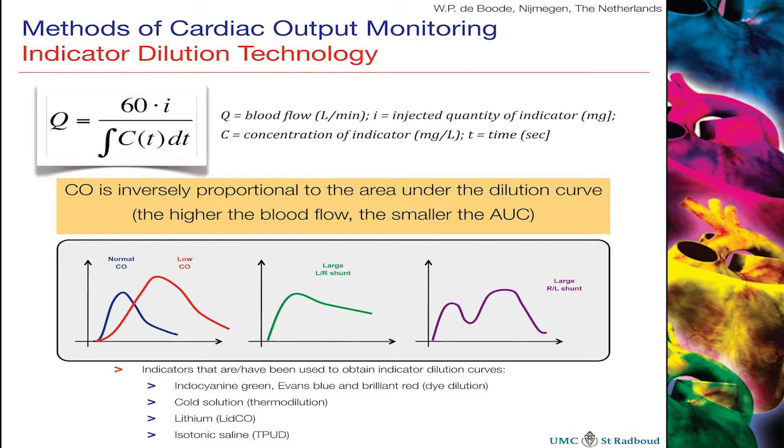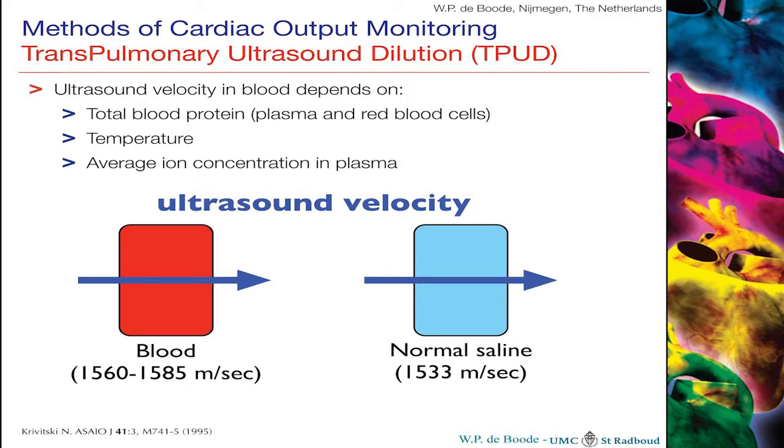And the indicators that have been used or are used are indocyanine green, cold solution, so really ice cold solution, the thermodilution. In the adults, we know that from the pulmonary artery thermodilution, the Swan-Ganz catheter. We know it from the PiCCO, the transpulmonary thermodilution. It's quite interesting, but you have to use a dedicated arterial catheter, and unfortunately, we can't use that in a newborn infant. And one of the newest possibilities is to use isotonic saline in the transpulmonary ultrasound dilution, which I'm going to explain right away.